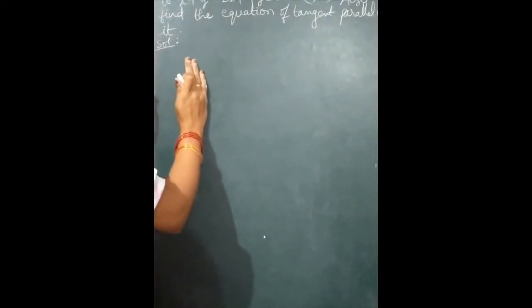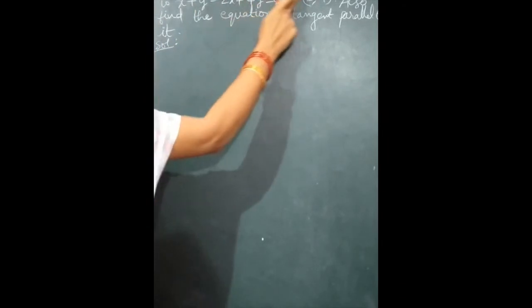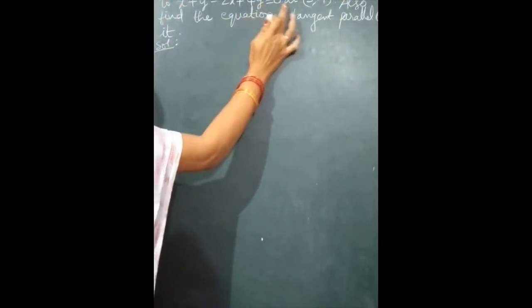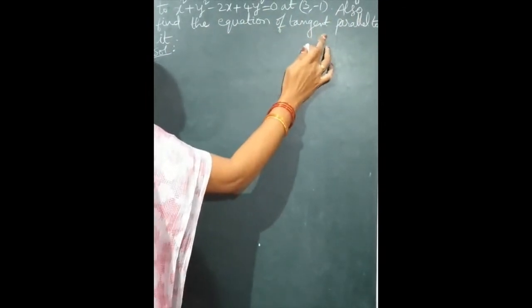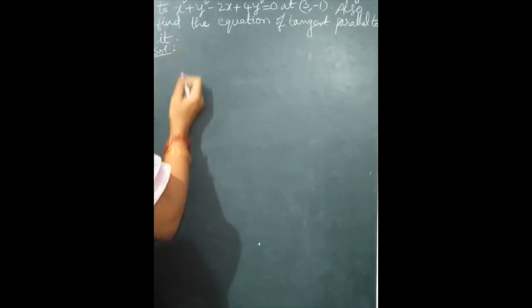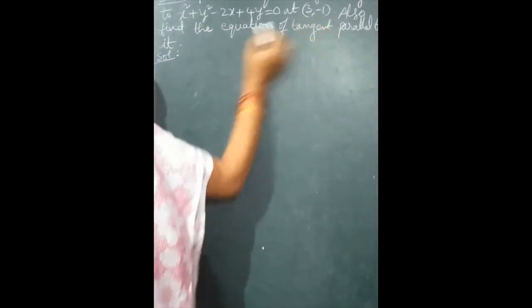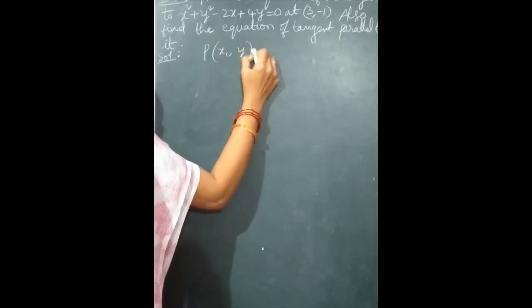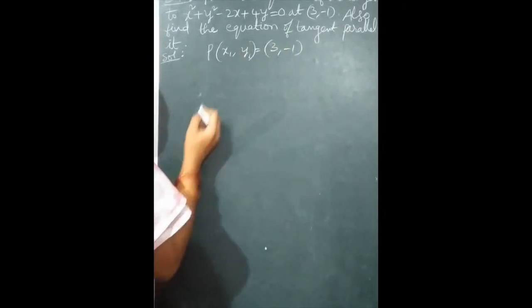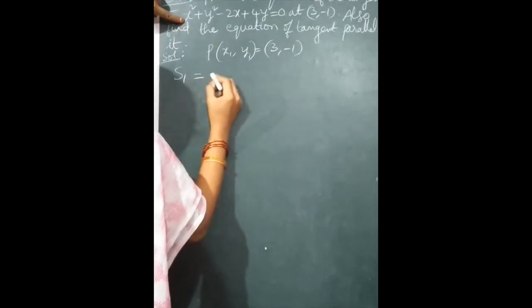Okay. So here one more example to find out the tangent equation. Find the equation of the tangent to a circle at the given point 3, minus 1, and also find the equation of tangent parallel to it. So first we have to find out the equation of tangent. S1 equal to 0. So given point P, x1 y1 is equal to 3, minus 1. So S1 equal to 0. What is the S1 notation?